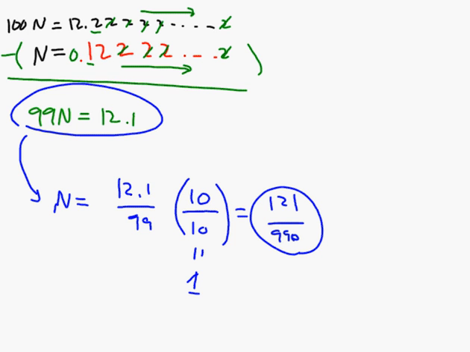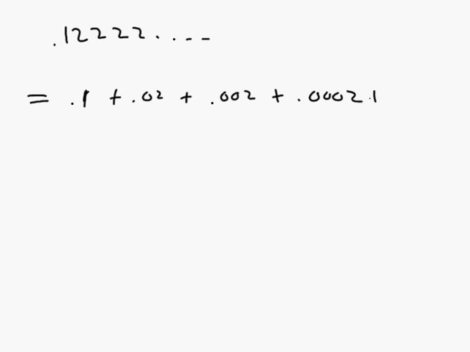Let's try and think of this from a geometric series point of view. All right? So what I'm going to do is take this 0.12222 forever, and we're going to rewrite it. We're going to write this as 0.1 plus 0.02 plus 0.002 plus 0.0002 forever.